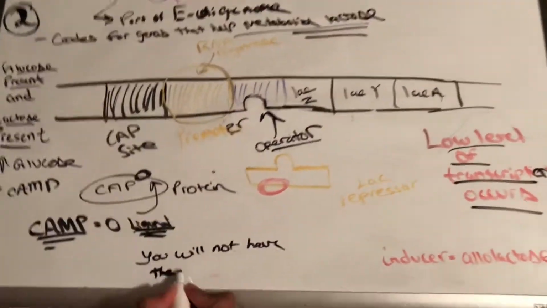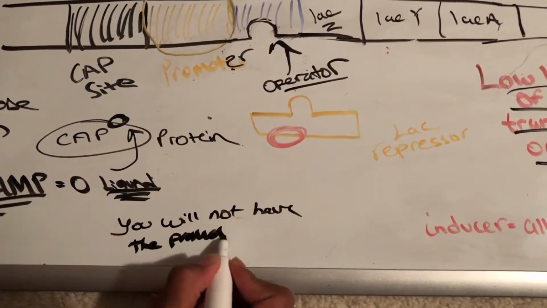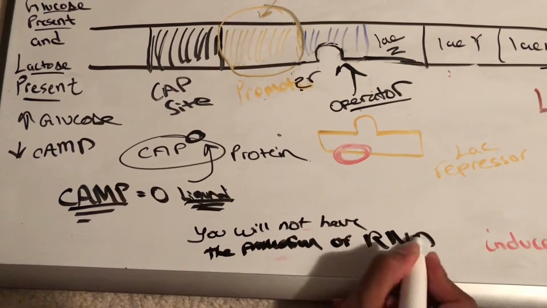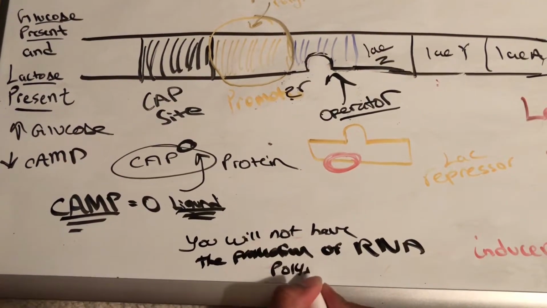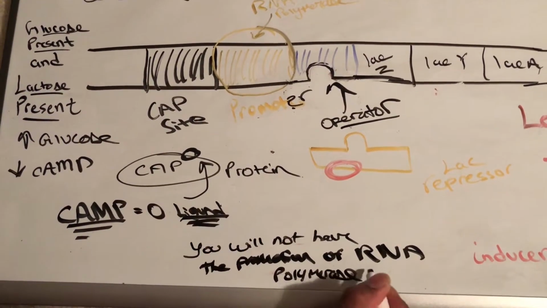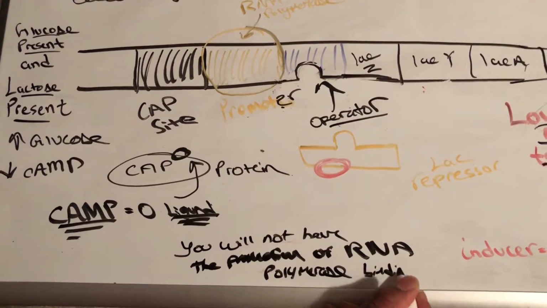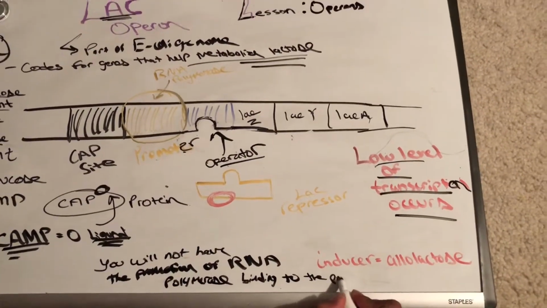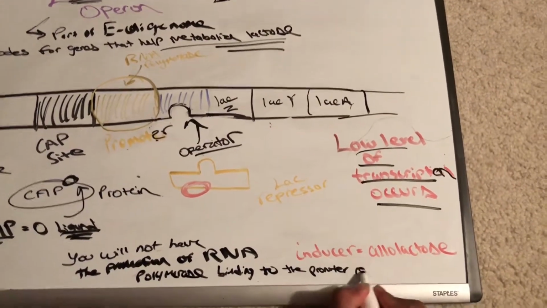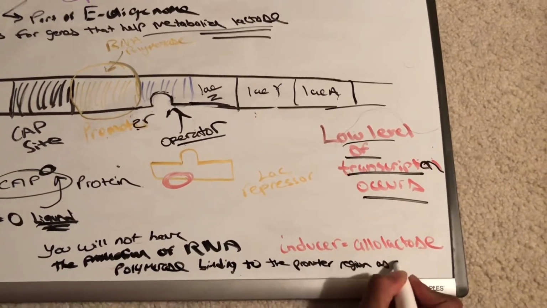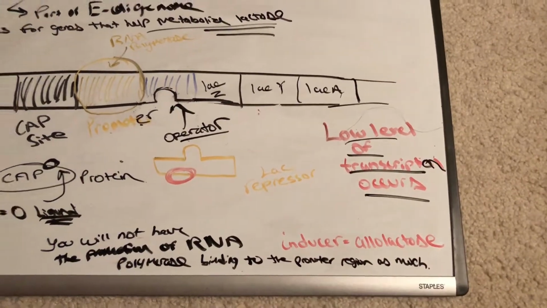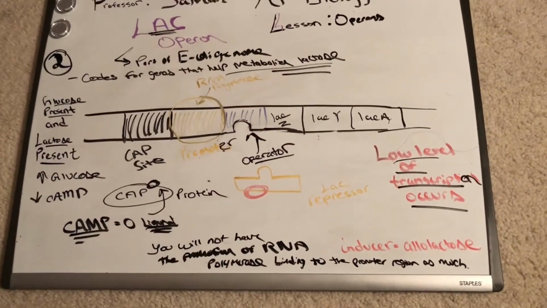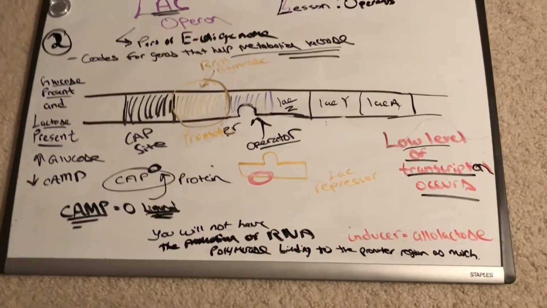the promotion of RNA polymerase binding to the promoter region as much. However, the RNA polymerase molecule still is, to a little extent, going to bind to the promoter region.